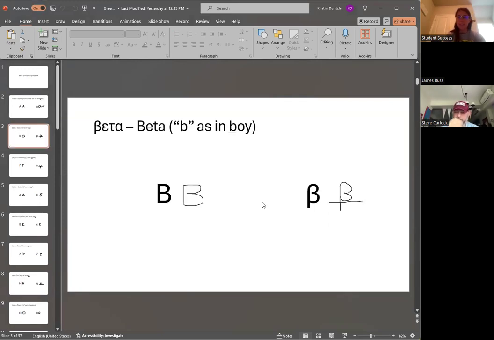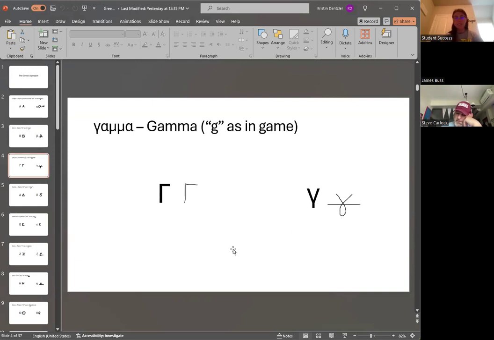Beta is their B sound. The capital letter looks exactly as how we would draw it. Lowercase sits on the line, has a little tail that goes beneath the line, goes up, and you kind of connect it just like that. Gamma is their G. Capital letter is down and then across, kind of a half of a T. And the lowercase sits on the line, has a tail that goes underneath. So start up here, down and around.